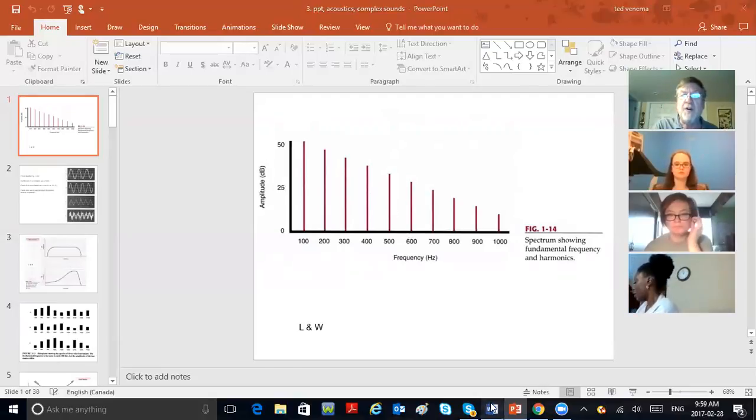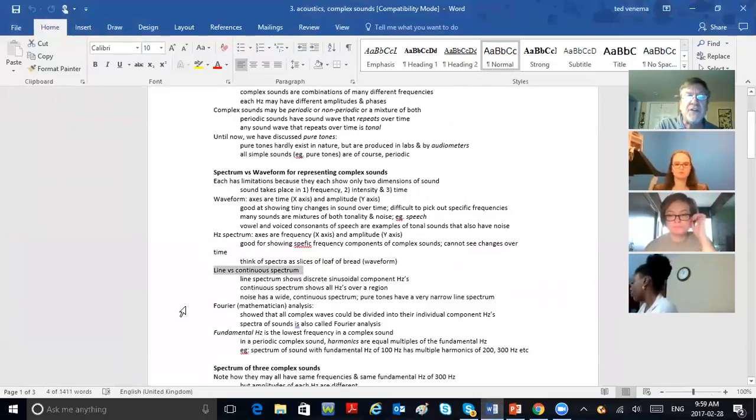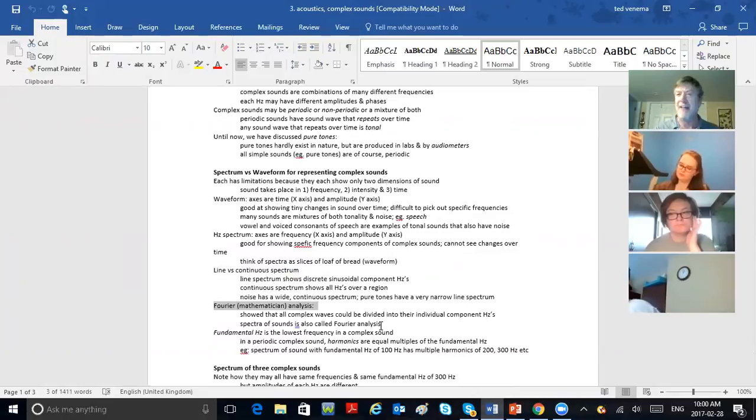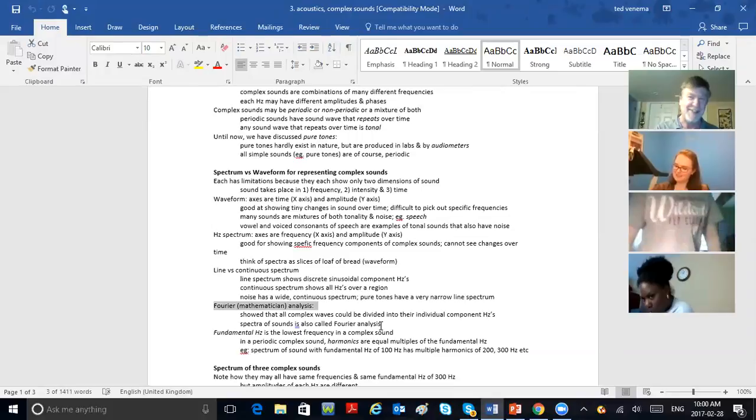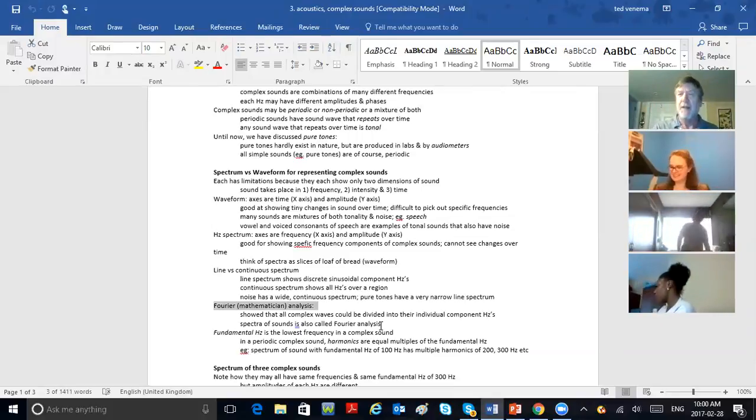We see something called Fourier analysis. Monsieur Fourier was a Frenchman who first figured out that complex sounds are composed of many different frequencies. And how did he do this during the Napoleonic Wars? He would bang a gong, he would have a bell, boom, and he would have a bunch of tuning forks.